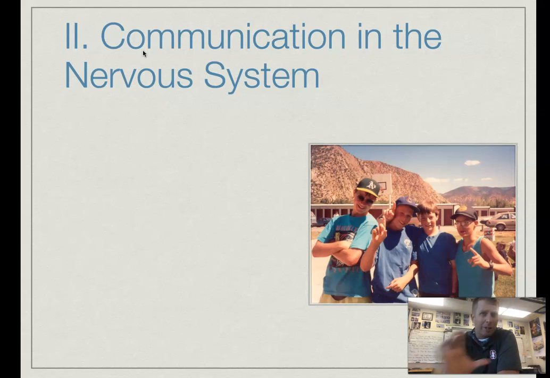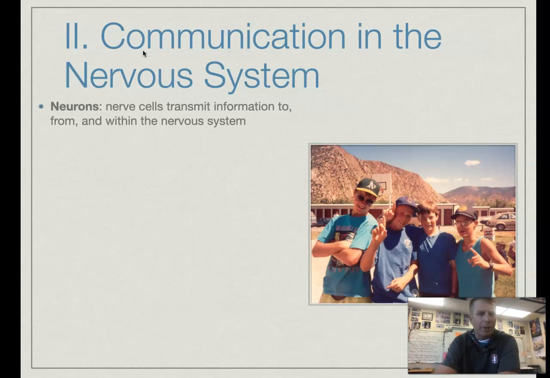Communication in the nervous system. At the last section we talked about the central nervous system and the peripheral nervous system and how it's broken down. So how do these neurons or nerves, which is a collection of neurons, communicate? Neurons are nerve cells that transmit information to and from and within the nervous system.